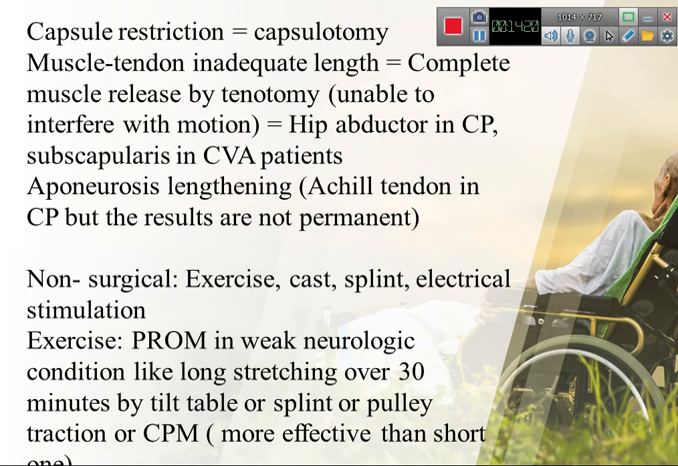We have non-surgical treatments too, like exercises, casts, splints, and electrical stimulation. What exercises? Passive ROM and stretching can increase the ROM. But prolonged stretching over 30 minutes, by a tilt table, a splint, a pulley, traction or CPM, is much more effective than short stretching.